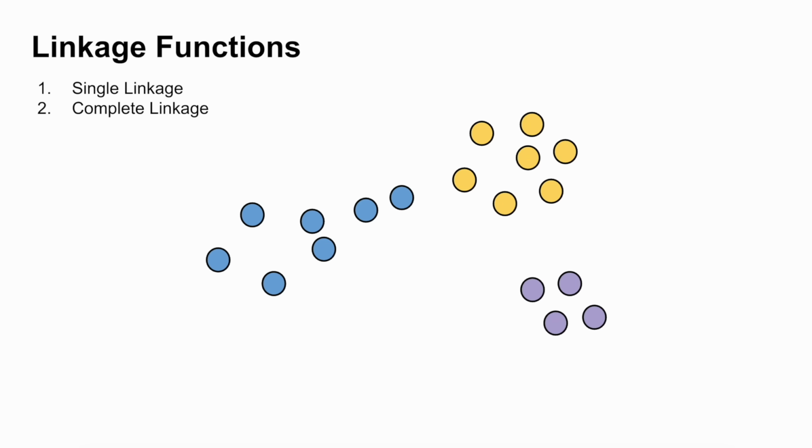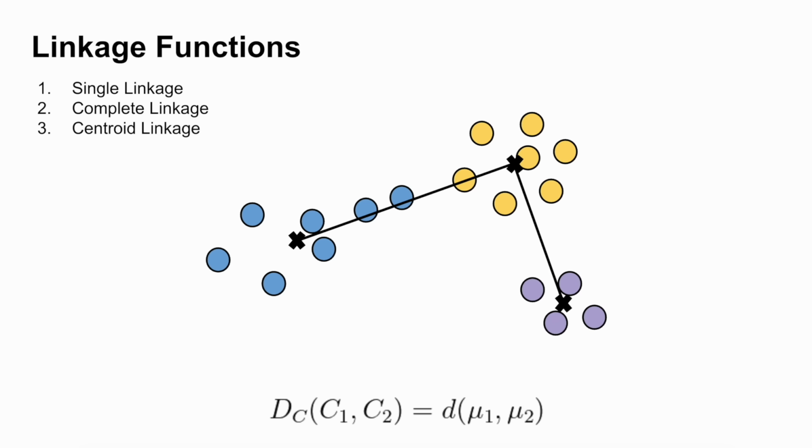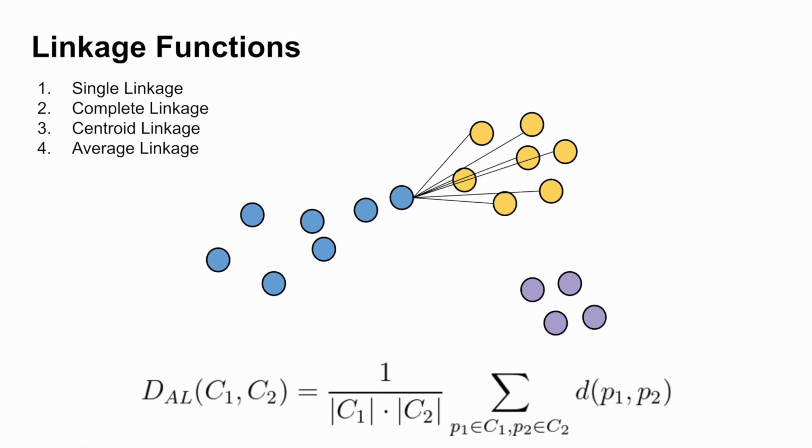If we want clusters where points are close to the center, there are a few options. Centroid linkage is defined by the distance between the centroids of the clusters. Average linkage is defined by the average distance between a point in one cluster and a point in the other. So for each point in the blue cluster, we get its distance to all points in the yellow cluster, taking the average of all these distances. And we compare that with the average distance between points in the yellow cluster to points in the purple cluster.